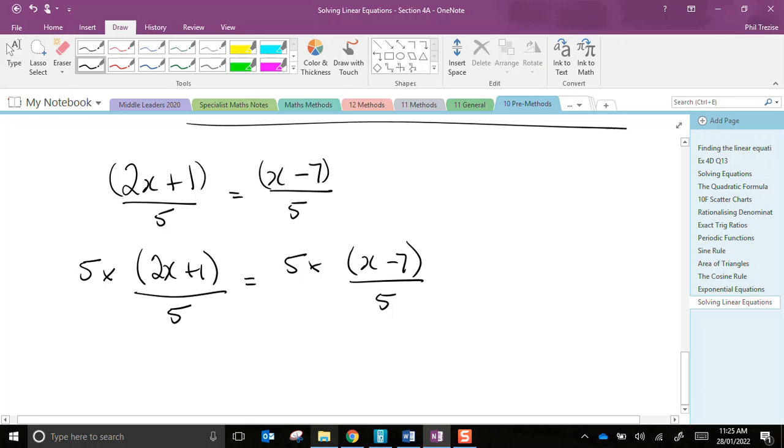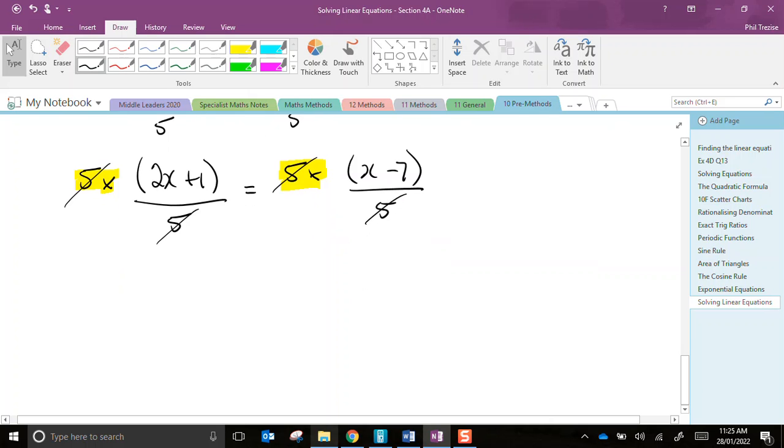I'll just highlight what I've chosen. I've chosen to multiply both sides of the equation by 5. Now, very fortunately for us in this case, that 5 will cancel with the one in the denominator, as will that one cancel with this. So we're left with a pretty straightforward 2x plus 1 equals x take 7.